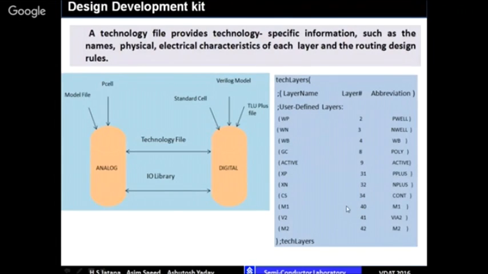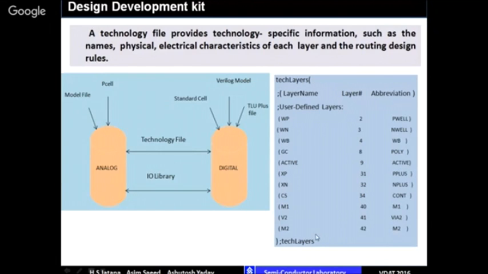And then finally, this is a summary of the design development kit. So these are the layers of a particular UMC fab, UMC foundry, like WP means P well, N well. This is the layer number. This is the abbreviation. GC means gate contact. This is active. This XP means P diffusion, N diffusion. CS means contact. This is a gate poly. M1 is metal. This is the number, and the color is also there, which is not shown here. V2 is second via, M2 is second metal layer.